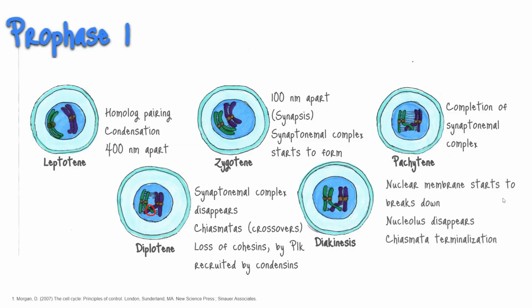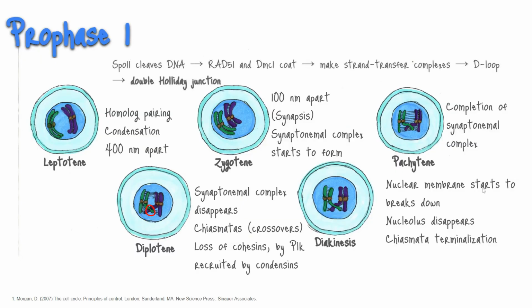Diakinesis. Here the nuclear membrane starts to break down. The nucleolus disappears and the crossovers are done with. Double strand breaks do not occur randomly along the chromosomes, but are focused on preferred sites or recombination hotspots that are generally found in chromatin that is relatively accessible to proteins. Recombination is thought to occur in the chromatin loops away from the homolog axis.